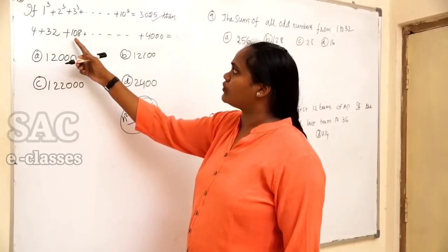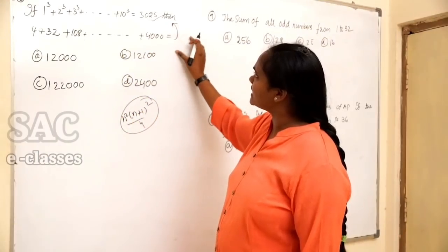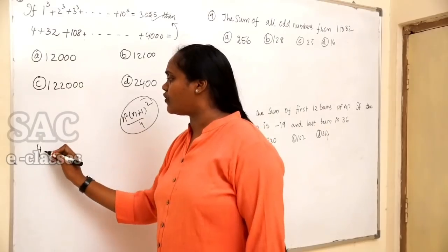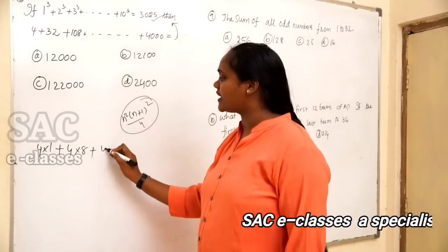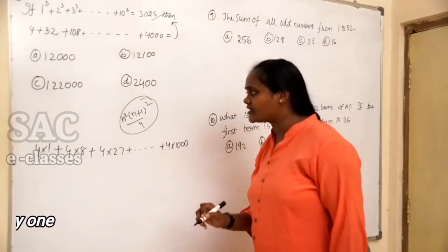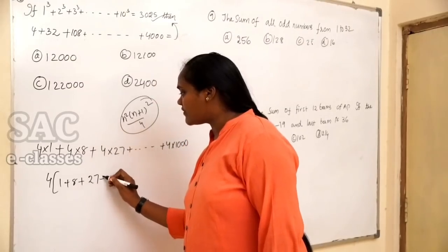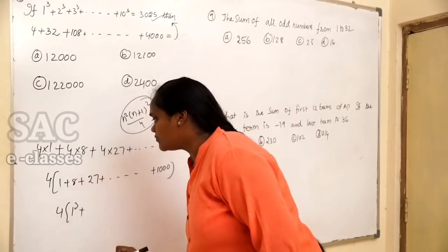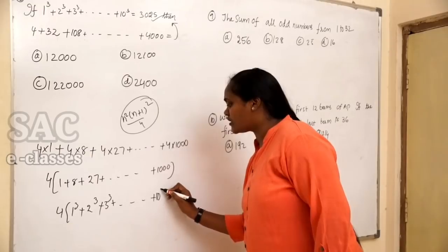Observe 4, 32 and 108 and all until 4000. It may not be possible directly. Just think about what the link is. The given terms are coming as multiples of 4. So can I write 4 into 1 plus 32 as 4 into 8 plus 108 as 4 into 27 and so on plus 4 into 1000? I hope you got the logic. Take out 4 as common: 1 plus 8 plus 27 and so on plus 1000. You know very well, 1 can be written as 1 cube, 8 as 2 cube, 27 as 3 cube, and so on, 1000 as 10 cube.